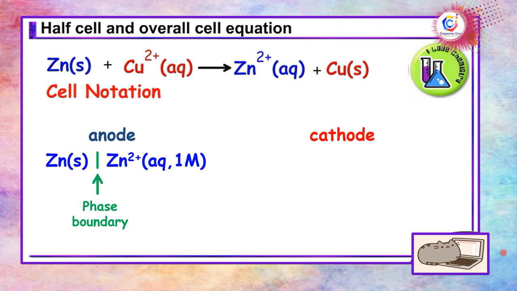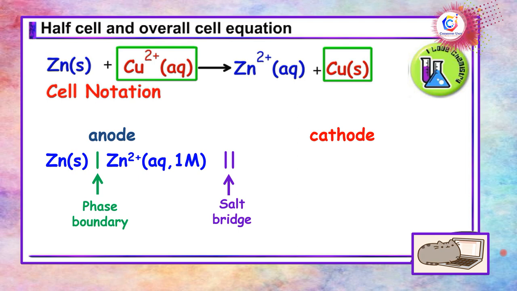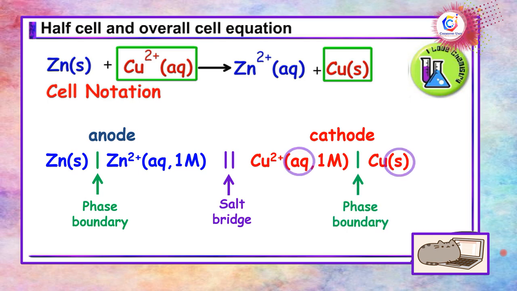The salt bridge is represented by drawing a double vertical line. Since copper 2 plus ions reduce to copper atom, copper 2 plus ion is written after the double vertical line. Since copper 2 plus ions and copper atom are in different phases, the single vertical line is written to show the phase boundary.